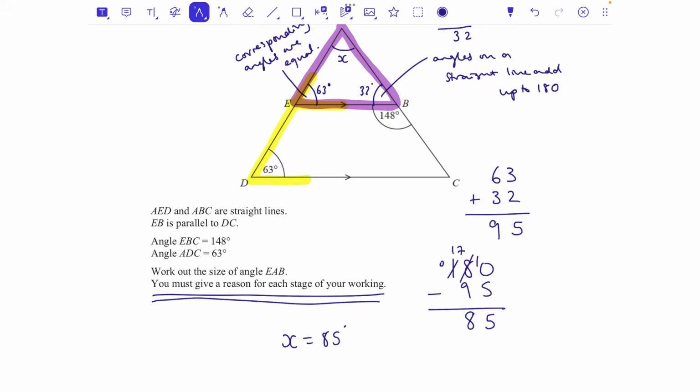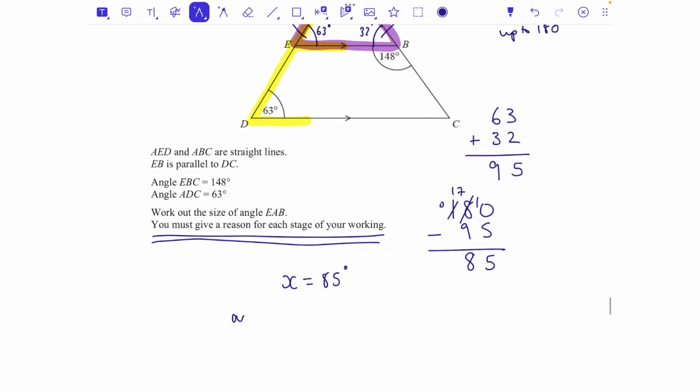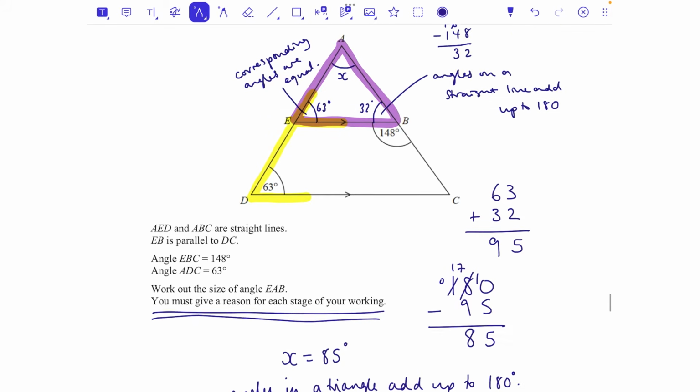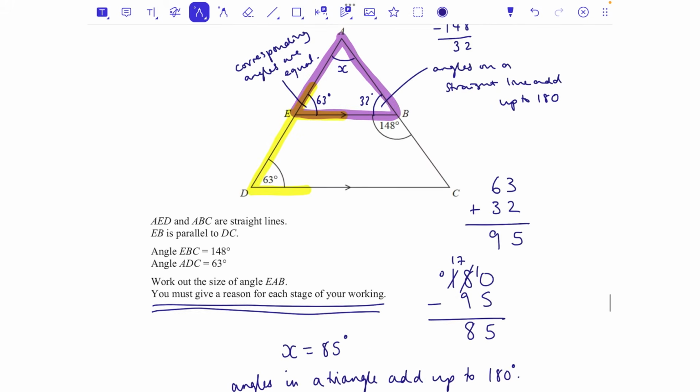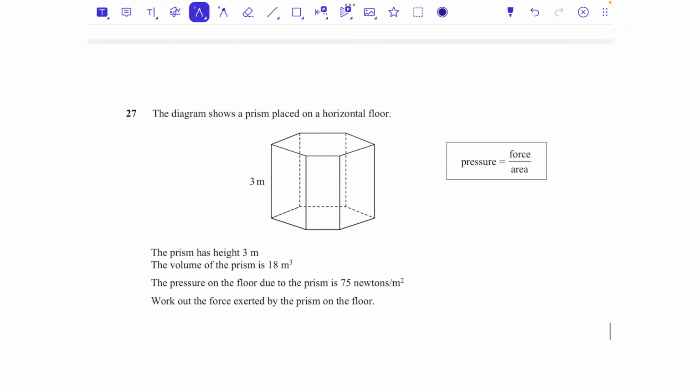And the final reason that I've used is because angles in a triangle add up to 180 degrees. Perfect. There we go. That is all of the reasons that I've used, and that would get me full marks, 5 marks for that one. So really well done if you got that.